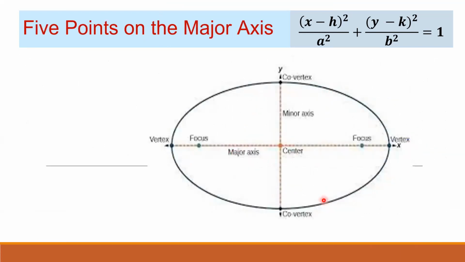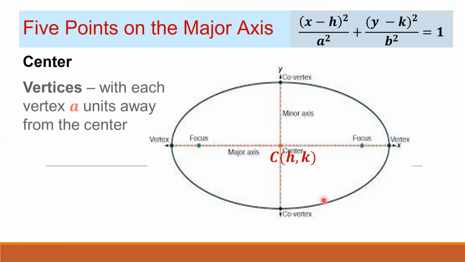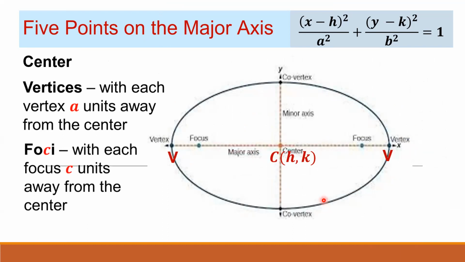Yan. So ano yung 5 points on the major axis? Center, vertices with each vertex a units away from the center. So we have those 2 vertices. And then the foci with each focus c units away from the center. So ito yung focus natin. This one is the other focus. Okay. So ang ating formula for the c, yan. So I highlighted the c on the word foci. Foci is the plural for focus. Ayan, so yung c is equal to the square root of a squared minus b squared. Yan, parang kung sa Pythagorean, parang si a yung hypotenuse kasi nga the bigger denominator is a squared.